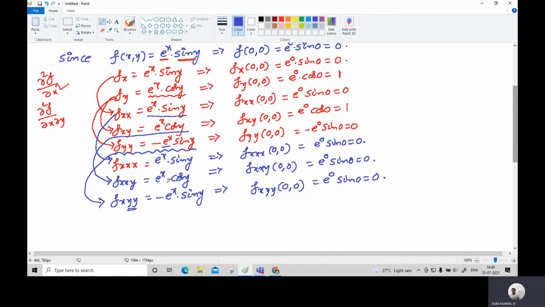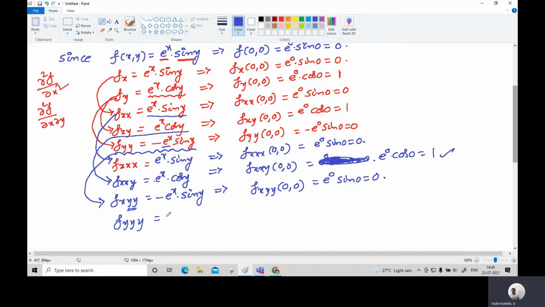So sorry, here we have f double x y is equal to e power x cos y. So it is not e power 0 into sin 0. It is e power 0 into cos 0. So you will get it is 1. Don't forget it.